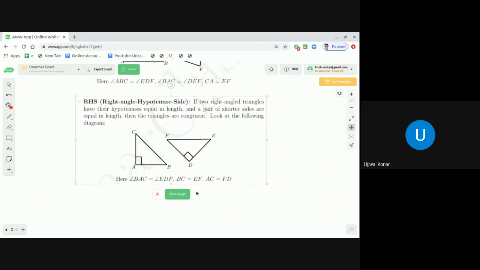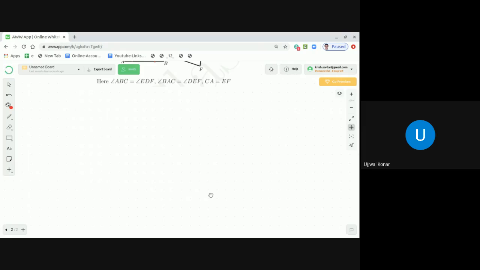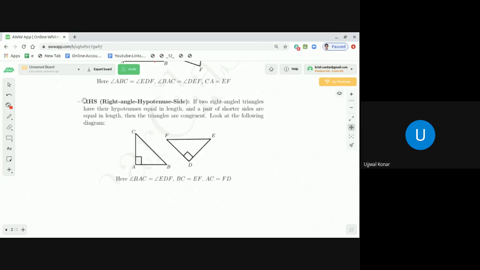So what is RHS congruency? Dear students, the moment it is RHS congruency, always remember it is dealing with a right angle triangle. RHS: R is right angle, H is hypotenuse, and S is side. That is why it is called RHS. From right angle we take the letter R, from hypotenuse the letter H, and from the side the letter S.